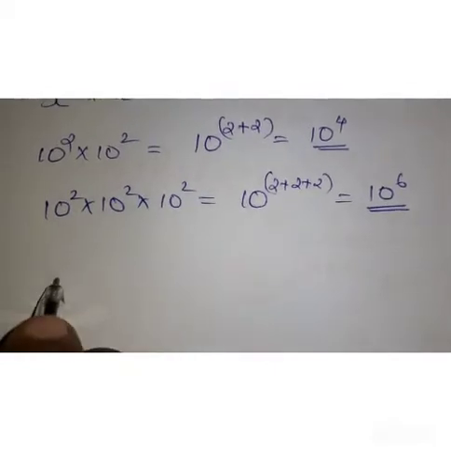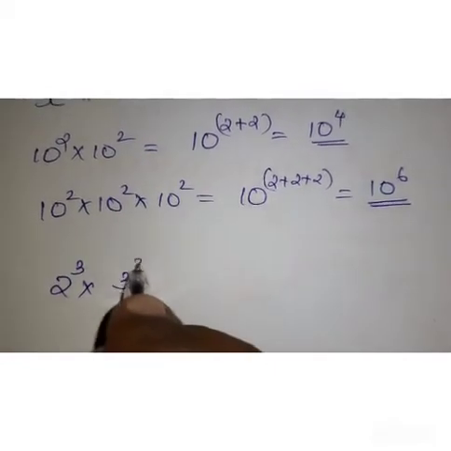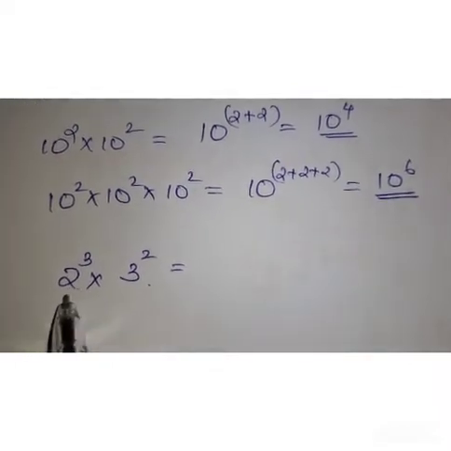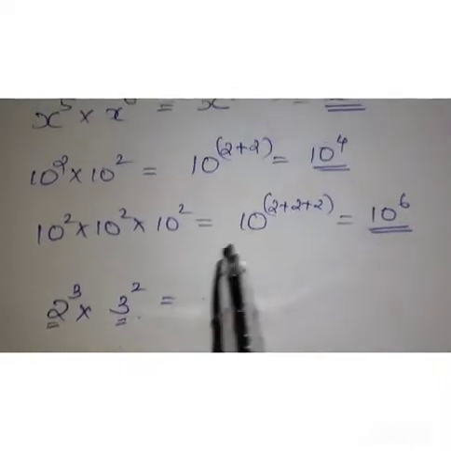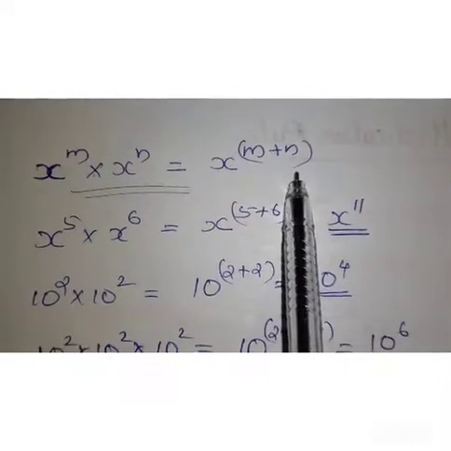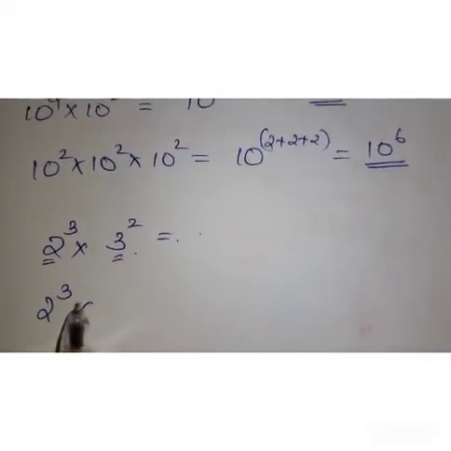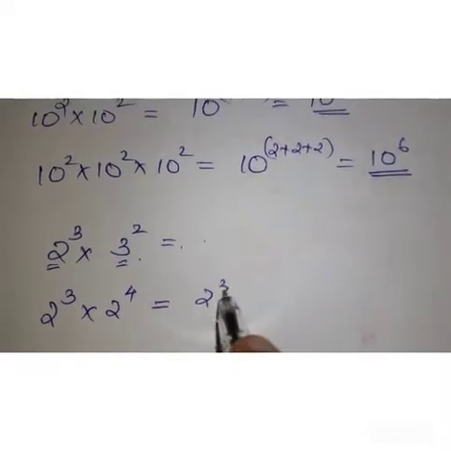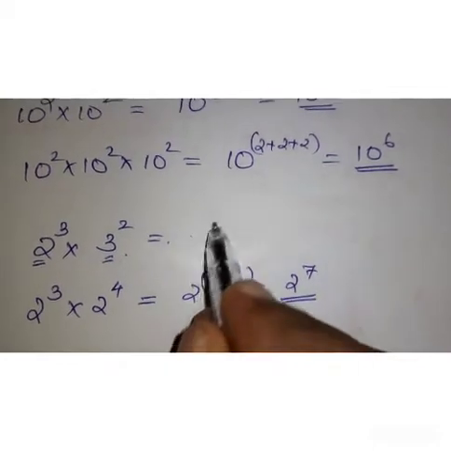One more thing you see: 2 raised to 3 into 3 raised to 2. Can you do this? You cannot, because here the base is 2 and here the base is 3, so you cannot use the equation. But if it is 2 raised to 3 into 2 raised to 4, we can write 2 raised to 3 plus 4 is equal to 2 raised to 7. This we cannot do for different bases.